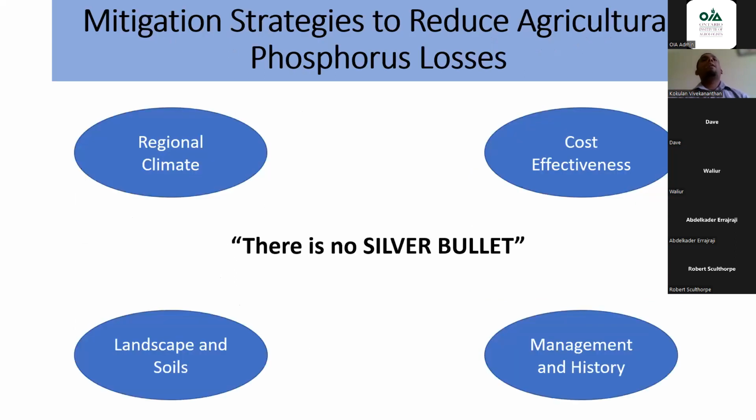So one last point. I talked about several mitigation strategies, but as you may know, there is no silver bullet, there is no single solution. Most of these mitigation strategies depend on the regional climate, landscape, soils, management and history. If you are applying manure, the history matters because you may have some legacy phosphorus from continuous manure application, and also the cost effectiveness of the strategy. Eventually, they have to be cost effective for the farmers to adopt.